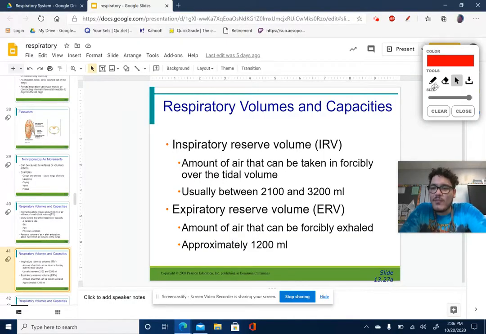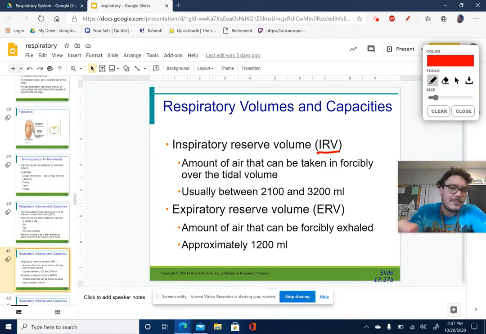Okay, IRV versus ERV. IRV stands for inspiratory reserve volume. It's the amount of air that can be taken in forcibly over the tidal volume. So this is taking a deep breath in, as much air as you possibly can. This is typically between 2,100 and 3,200 mils or 3.1 or 3.2 liters. That's a lot of air, especially compared to the 500 mils that is a tidal volume. So you can take in a lot.